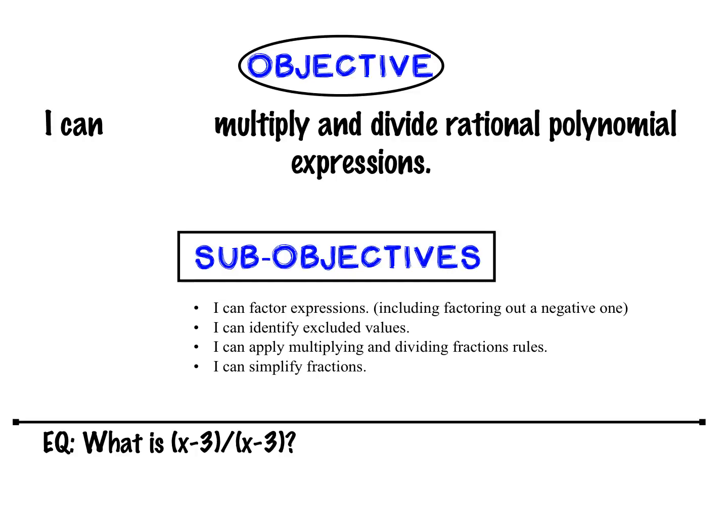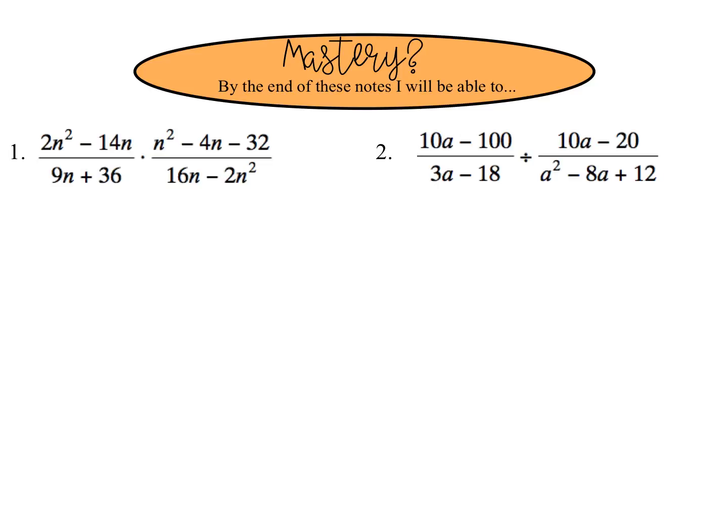All right, in this lesson, we are going to multiply and divide rational polynomial expressions. So the skills that are included are factoring, being able to understand when a value might be excluded, applying multiplying and dividing fraction rules, and then simplifying fractions. So by the end of this lesson, you will be able to take this expression and to be able to multiply or divide them successfully.